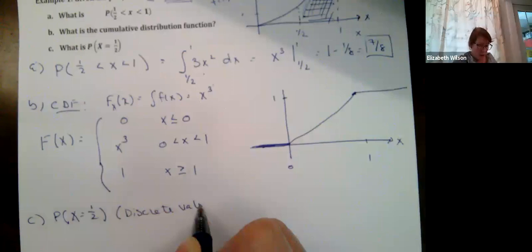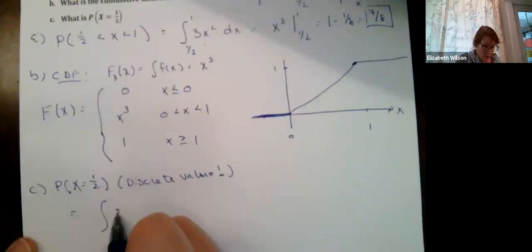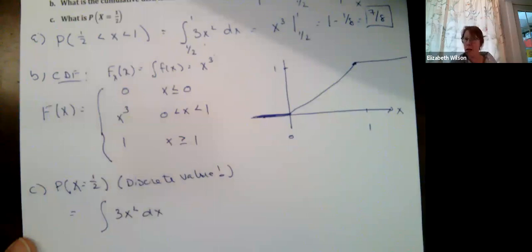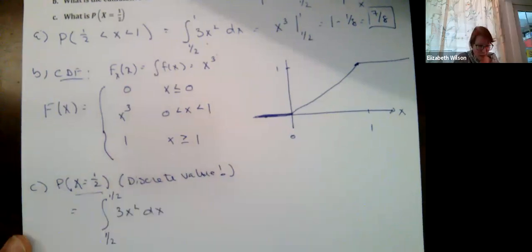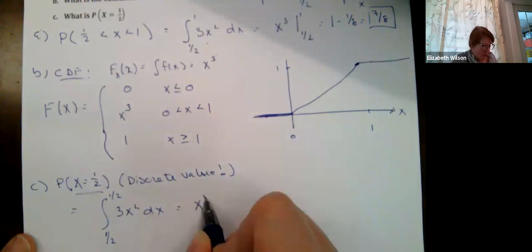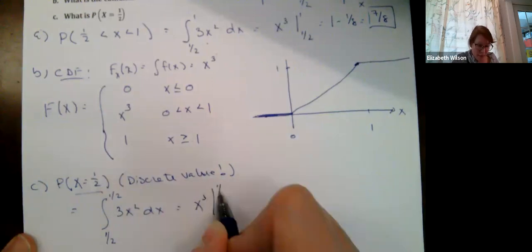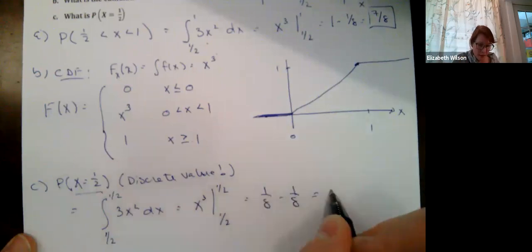So the probability that x is actually equal to 1/2, right? I still need to integrate my 3x squared dx. I need to integrate my probability density function, but I'm looking for an exact value. So I'm going to go from 1/2 to 1/2. You can kind of see where this is going, right? So what that means is I get x cubed, and I'm going to evaluate that from 1/2 to 1/2, which is going to give me 1/8 minus 1/8, which is equal to 0.